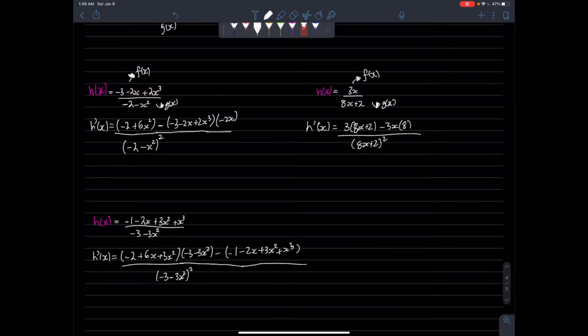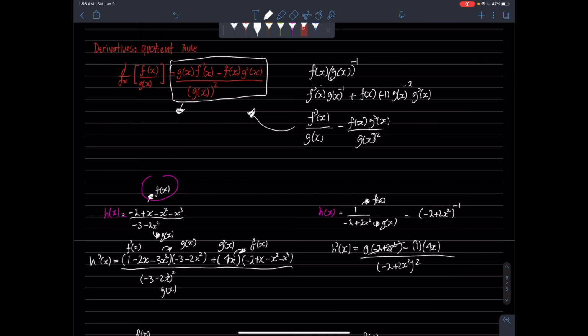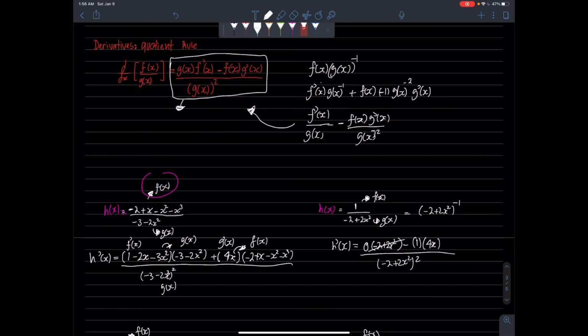And that is the tutorial on quotient rule. The quotient rule is just very systematic. You just take the derivative of this, multiply by that, minus the derivative of that, multiply by this, divided by g of x squared, right? It's just very easy to get confused because of how messy it gets.